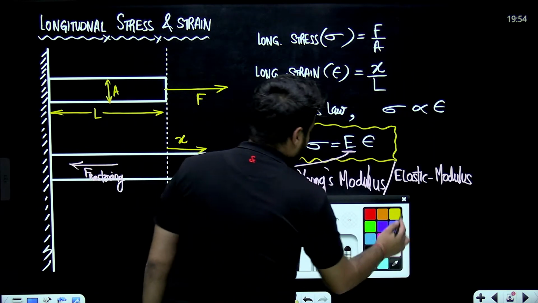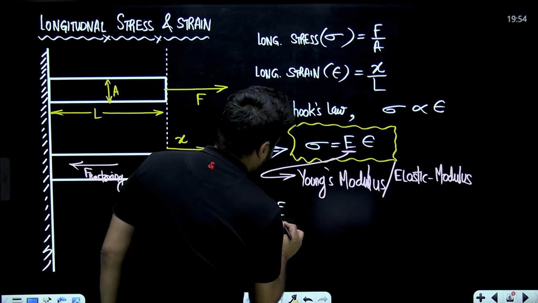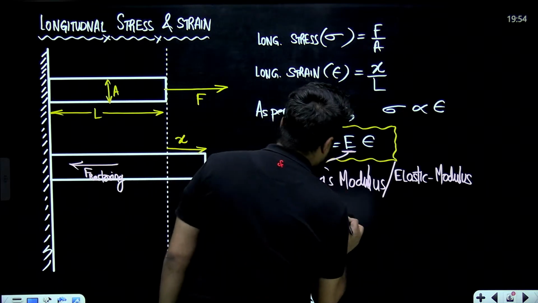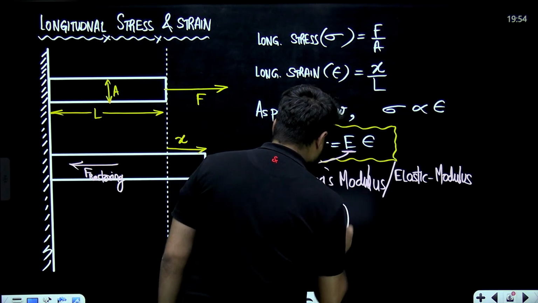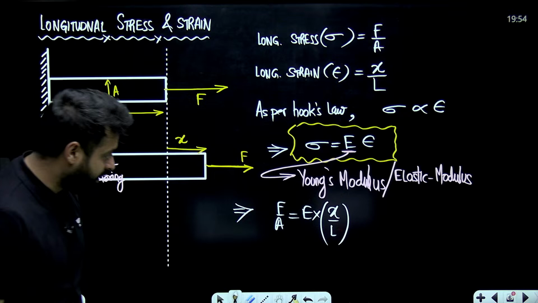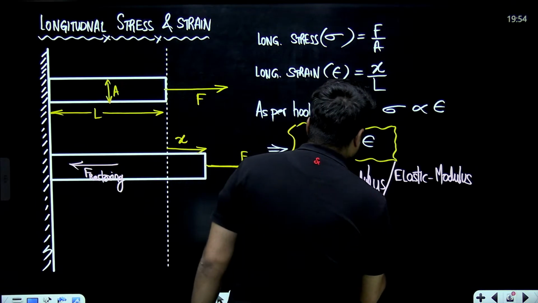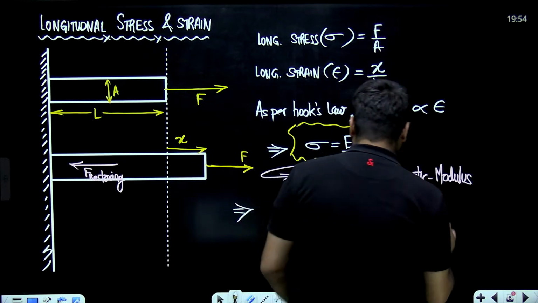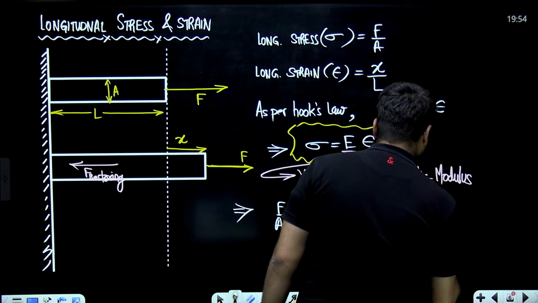If you open up all the symbols, what is stress? F by A. What is E? The elastic modulus. And epsilon is the deformation by length L. You can determine this E value, and you can also determine the deformation value X. Can I say that is FL by AE?